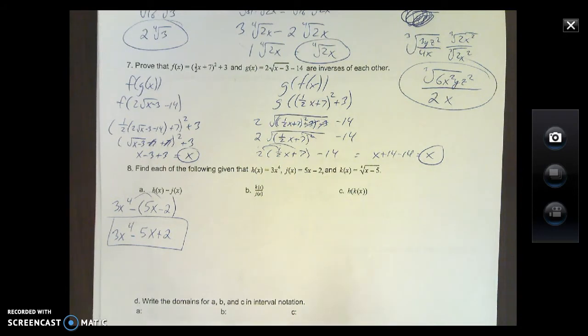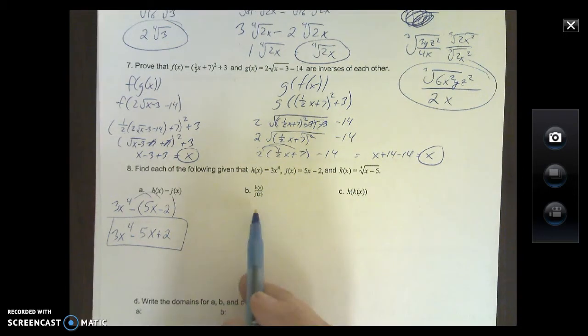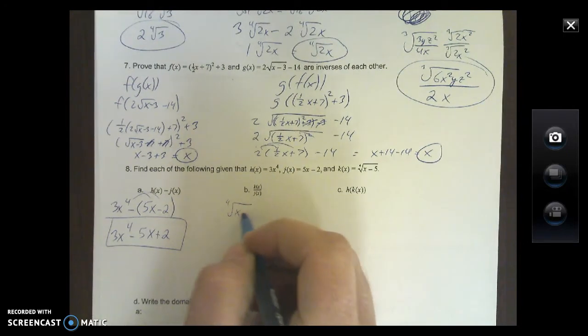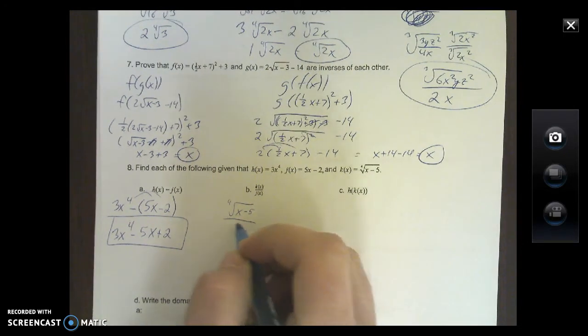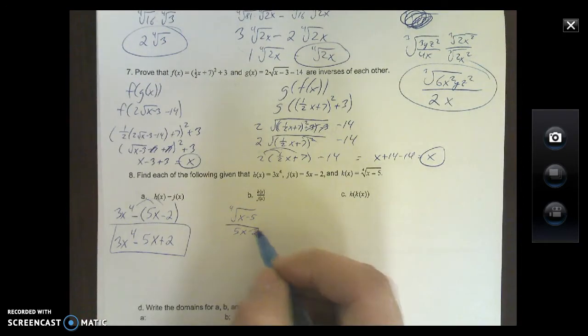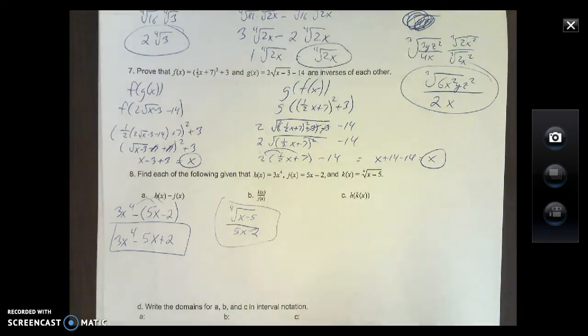So it's that simple. K of x over j of x. My k of x is the 4th root of x minus 5, divided by 5x minus 2. Done. You have your k of x on top, you have your j of x down low. That's it. That's all I can do with that.